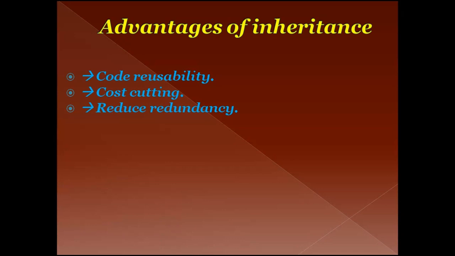Inheritance can be achieved by the extends keyword. If we want to implement inheritance, we need to extend the parent class into the child class. Suppose there is a class A and we want to inherit all the properties of the parent class A into class B, then we need to write it this way: class B extends class A.